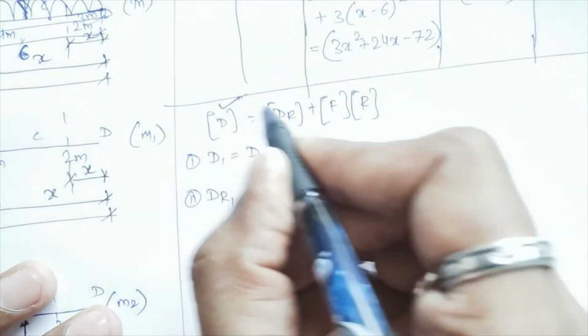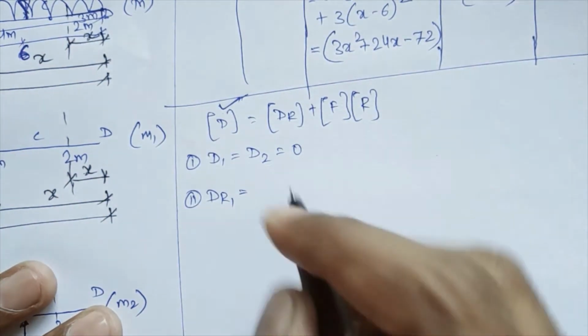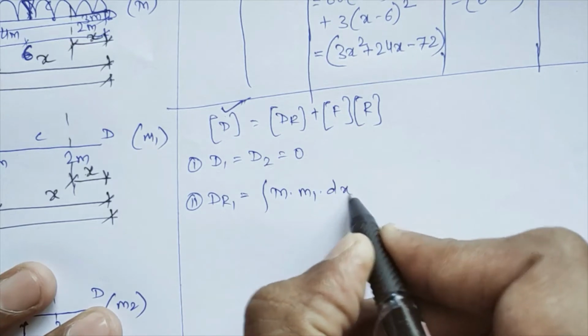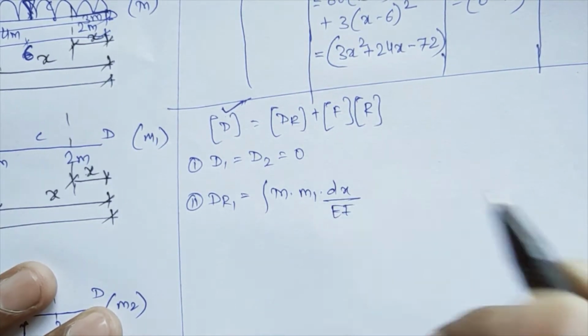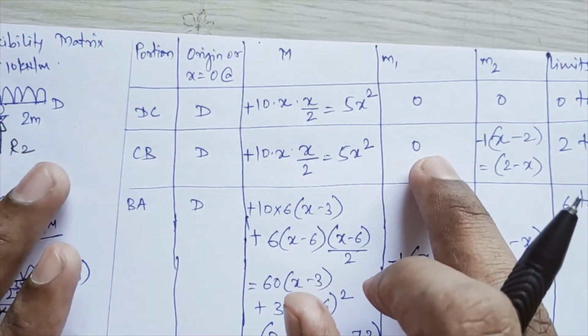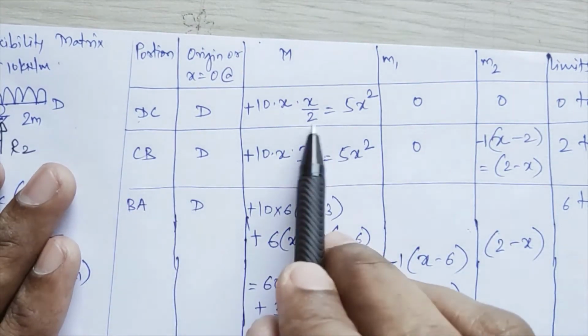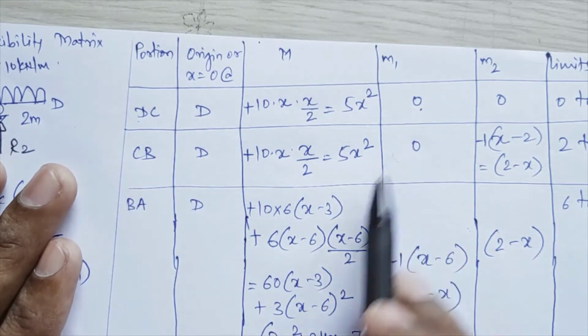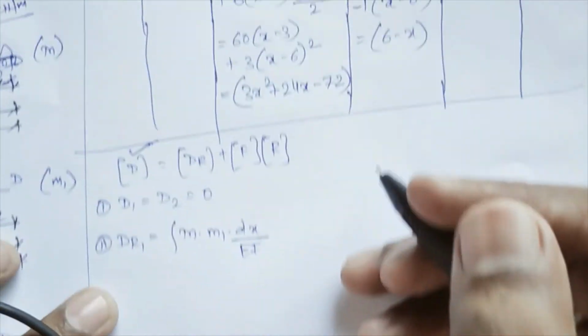So this matrix is completed. We'll continue for dr1. Dr1 is equal to integration of m into m1 into dx divided by EI. That means you have to multiply your first and second column. Multiplication for the first portion will come 0 because m1 is 0 here. Same way for the second portion it will be 0. Only the third portion is remaining, that will give you the value.